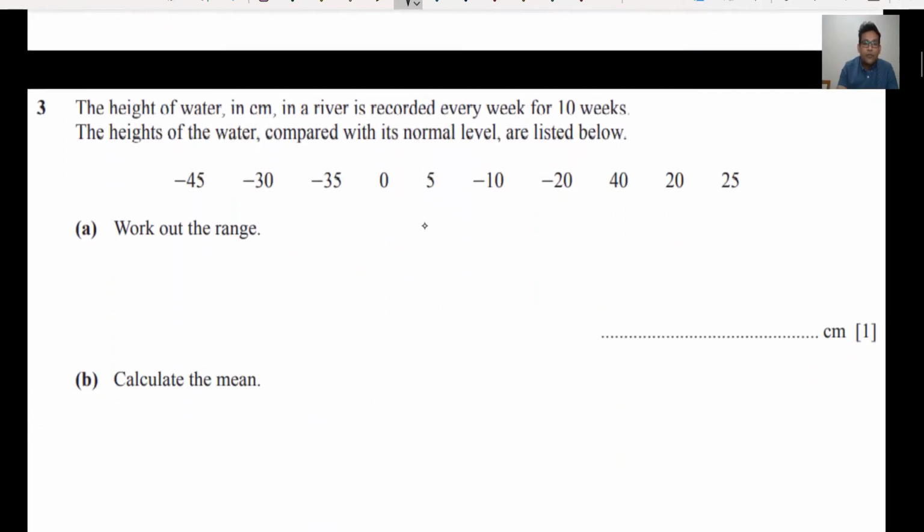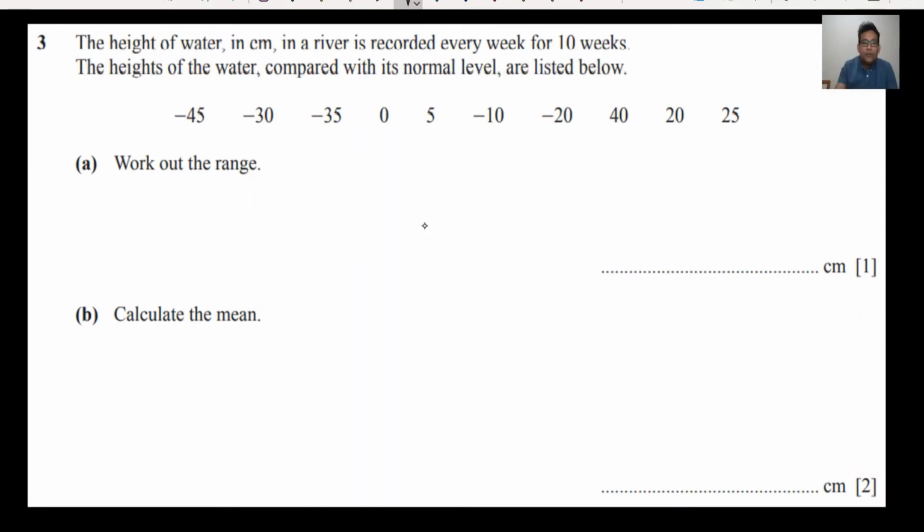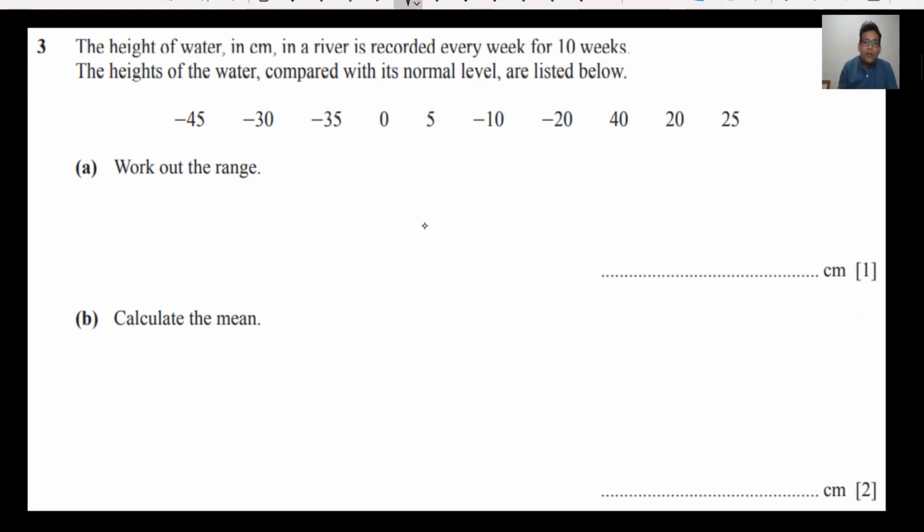Moving to question number 3. Question number 3 is about statistics: mean, median, mode, and range. There is a formula to find the range, and the range formula is fixed. Range is equal to maximum value minus minimum value. This is very important, and be careful because we have a negative sign also here.